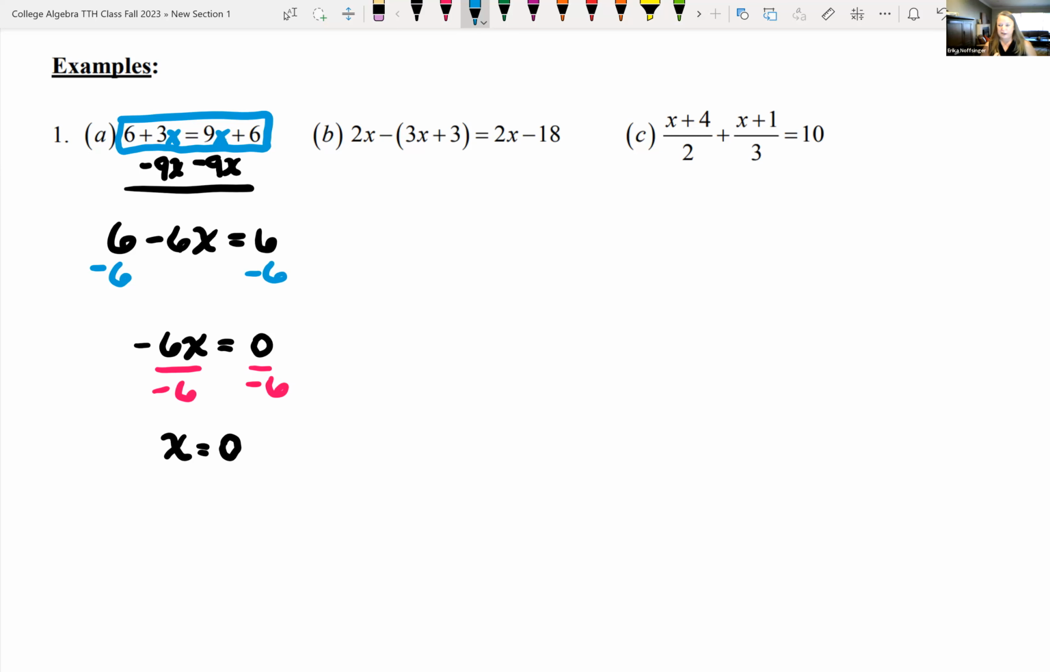So hopefully that wasn't too bad. And if you needed it, it was a quick reminder on how to solve a linear equation. Looking at problem B here, notice that our sides are not simplified all the way down. And so looking at problem B, we want to solve this. So looking at this, you want to ask yourself, what am I going to do first to solve this?